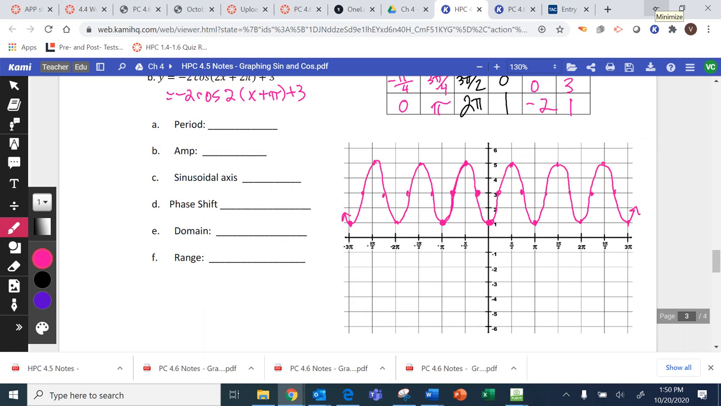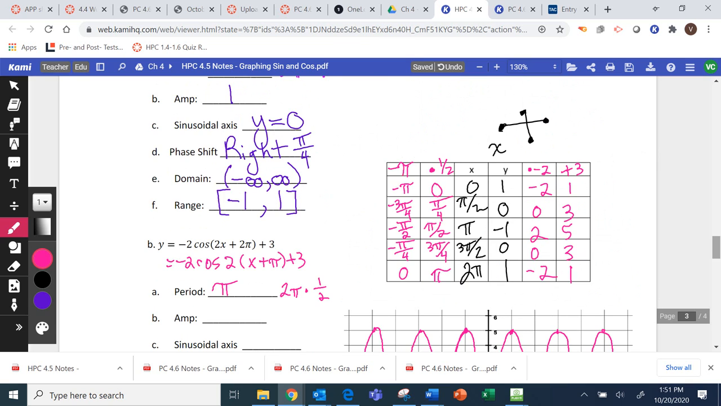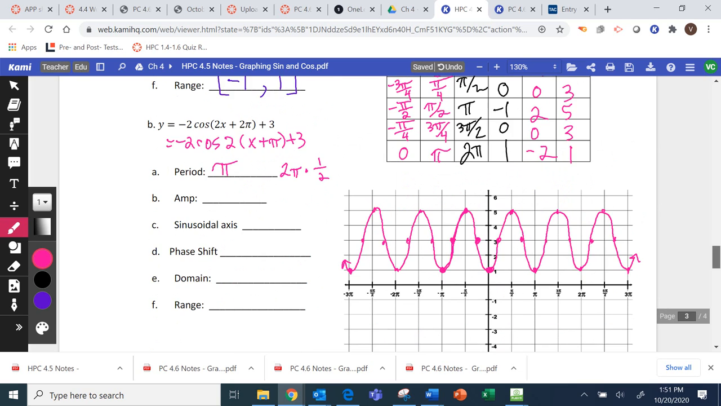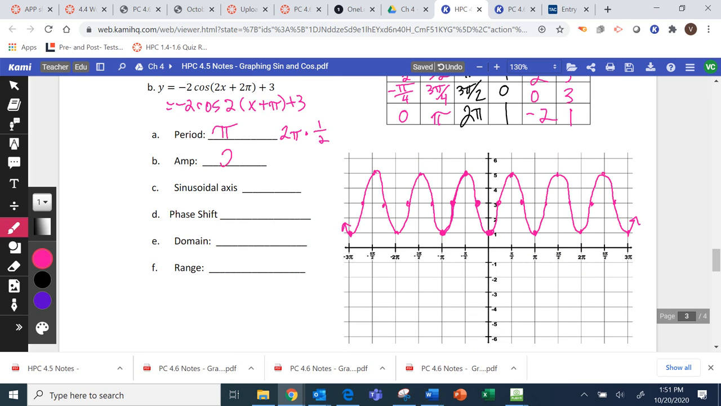All right, so the period. Did we really stretch or shrink this? By what? 1/2. So now our period is pi. Amplitude. Did we have a vertical stretch or shrink? We did. What did we multiply by? 2. The answer is not -2. It's 2 because the negative is a reflection.